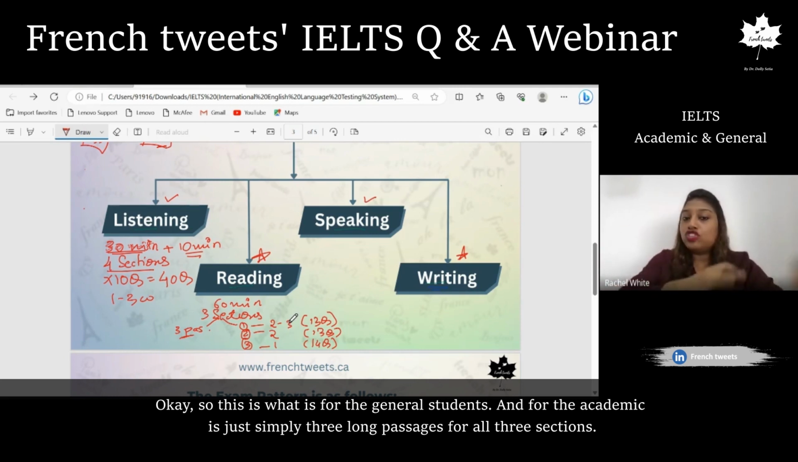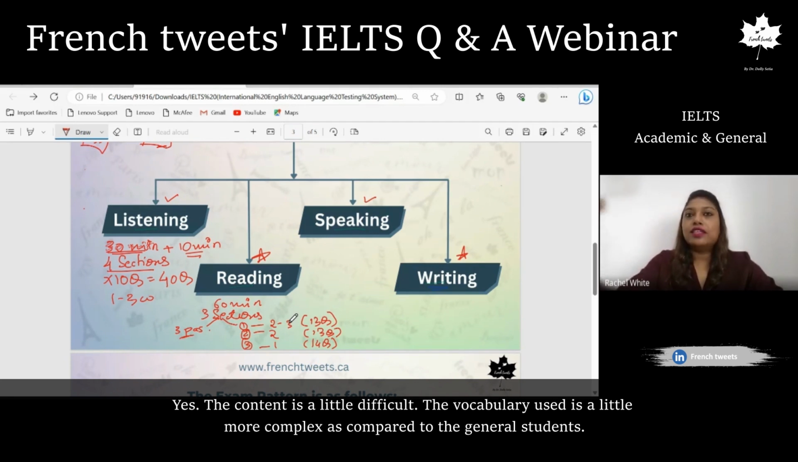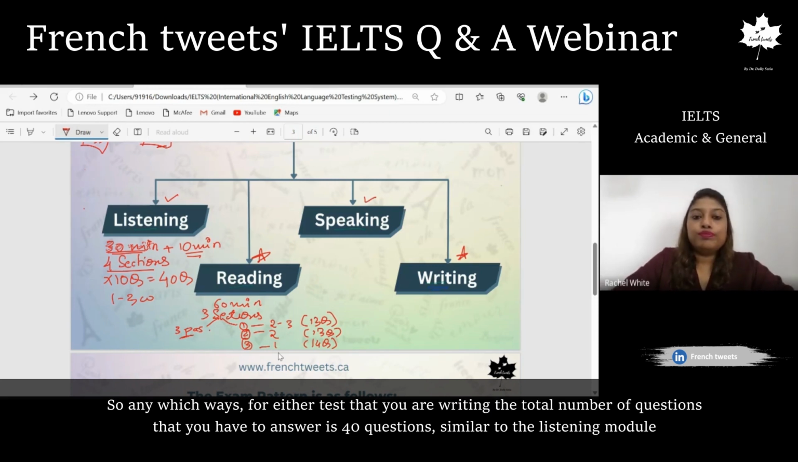And for the academic, it's just simply 3 long passages for all 3 sections. Yes, the content is a little difficult. The vocabulary used is a little more complex as compared to the general students. So any which way, for either test that you are writing, the total number of questions that you have to answer is 40, okay? 40 questions, similar to the listening module.